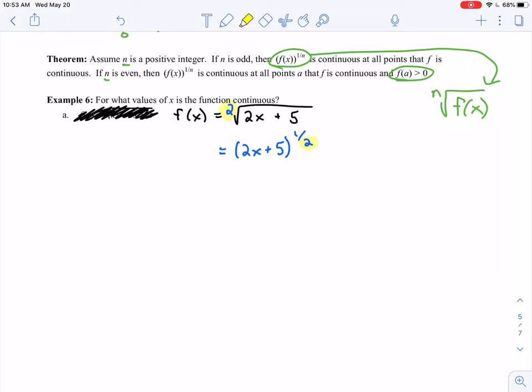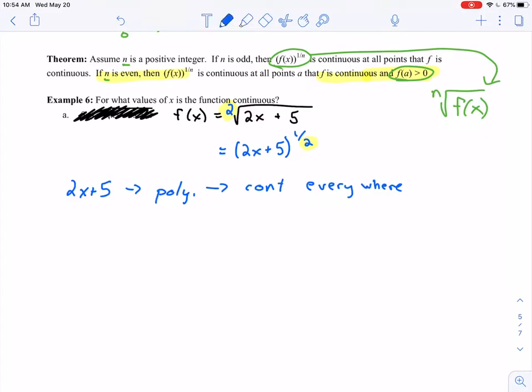It means that if n is even, then this whole function is continuous at all points where f is continuous. So let's just stop right there and talk about that. 2x plus 5, this is a nice linear function. It's a polynomial. That means it's continuous everywhere. So that's not going to give us any problems. We know that the inside part of this function is continuous everywhere. We also need this function to be greater than or equal to 0 here. So we are mostly interested in the inside part of that function.